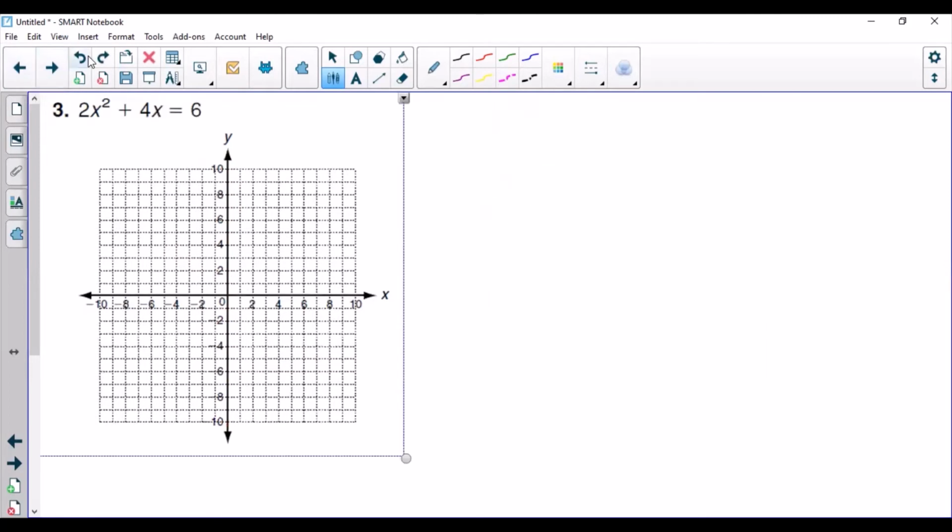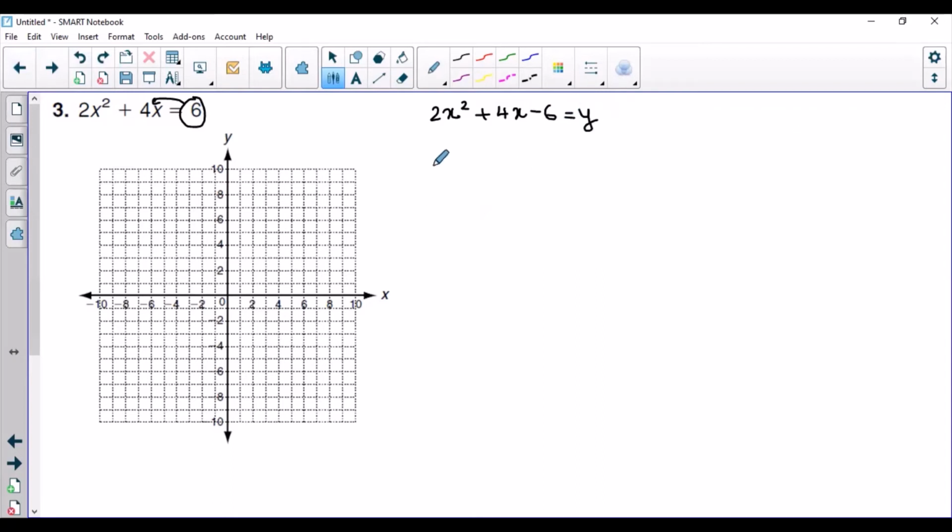So in the same way, we will try to solve this. Now again, the question is 2x squared plus 4x equals 6, which is again not in the correct standard form. All you need to do is move the 6 to the other side. So the correct quadratic equation will be 2x squared plus 4x minus 6 equals y, or equals 0. Both mean the same. Now, first you have to find the axis of symmetry, that is the value of x.